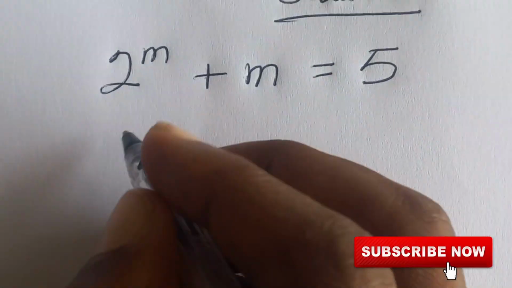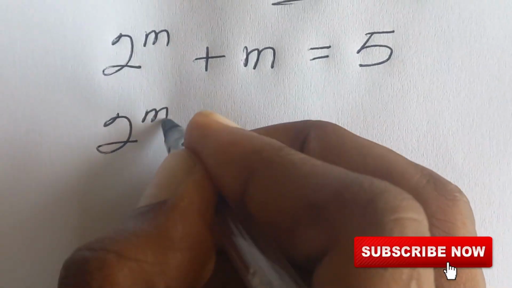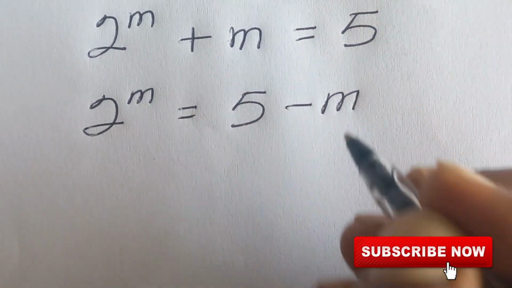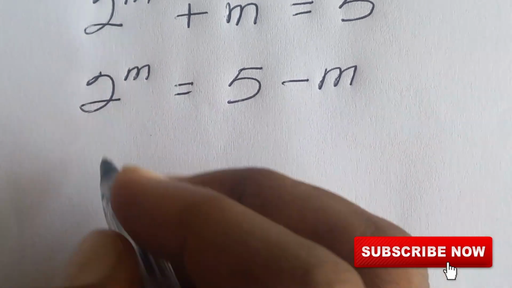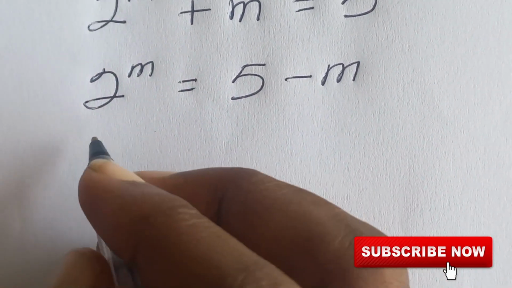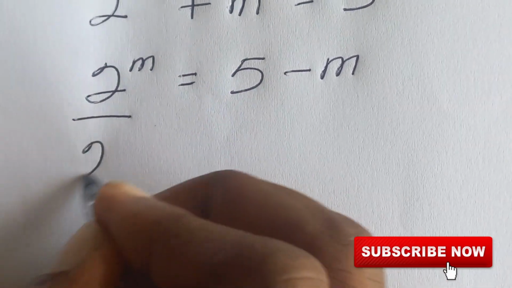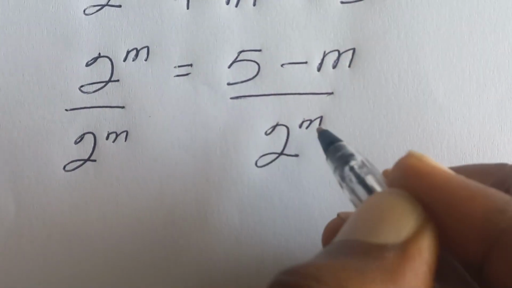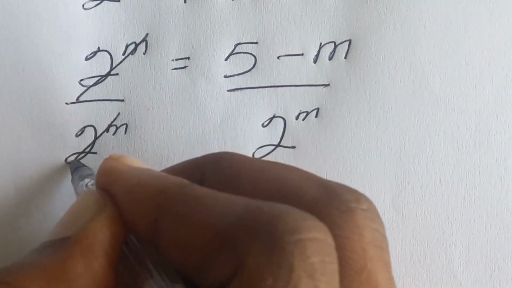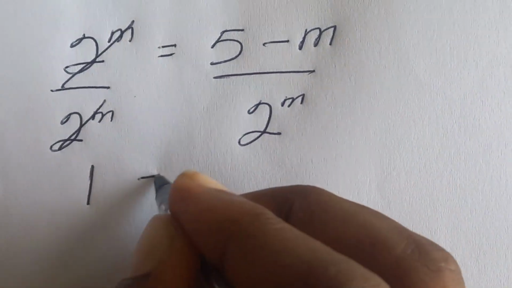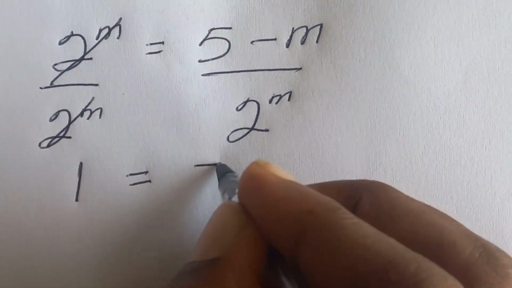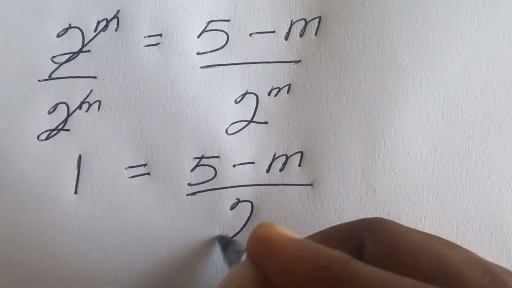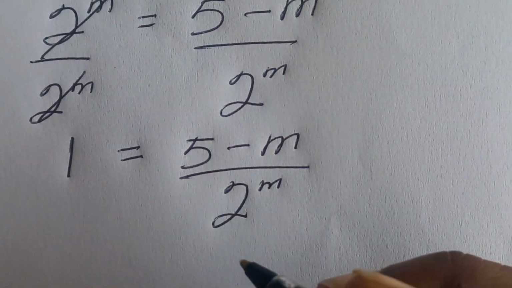So from here, we say that 2 exponent m is equal to 5 minus m. Okay, so we decide to divide both sides by 2 exponent m. So this one will cancel this. We get 1 is equal to 5 minus m over 2 exponent m.